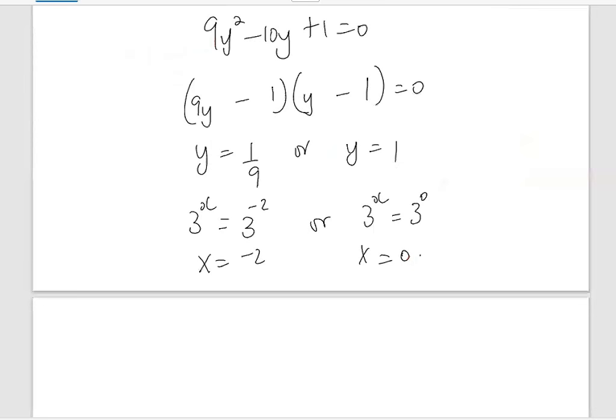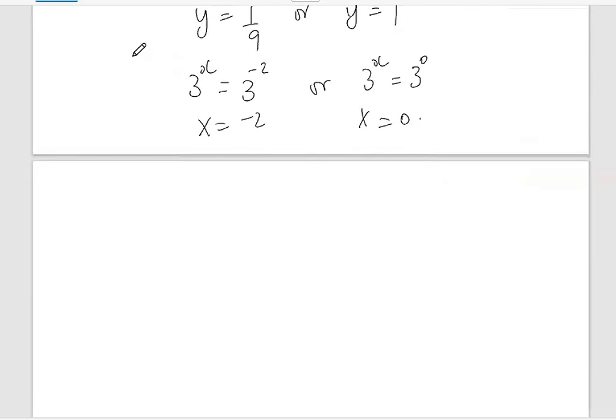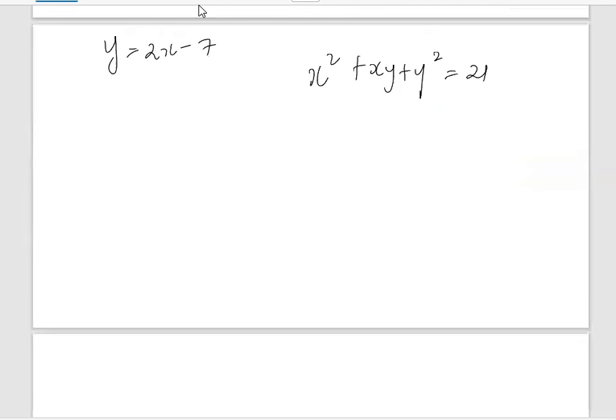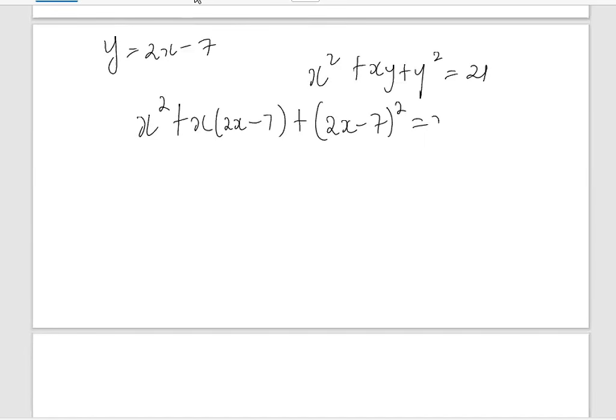So we have y being 2x minus 7. And then we have x squared plus xy plus y squared is equal to 21. Perfect. So let me substitute that. So I'll have x squared plus x into 2x minus 7 plus 2x minus 7 squared is equal to 21. You need to pay attention and be very, very careful when you're opening these brackets, because one slight mistake is just going to put us off.